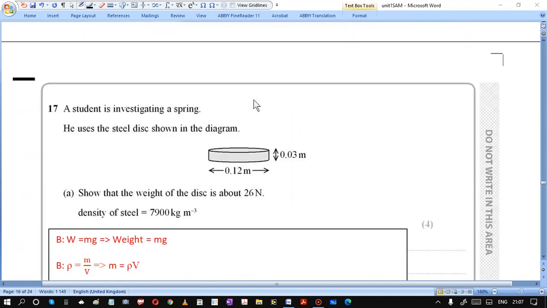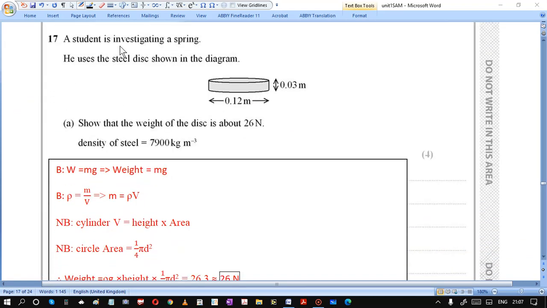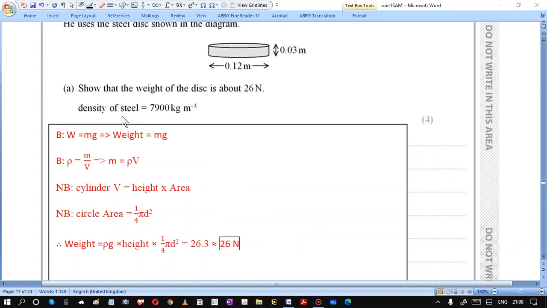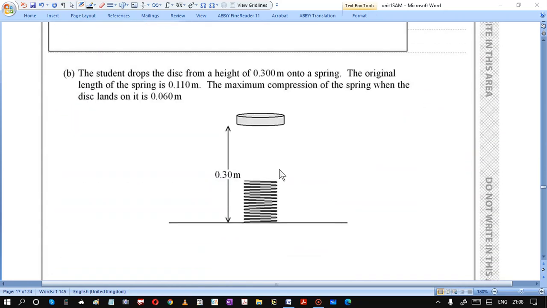Okay, right. A student is investigating a spring. He uses the steel disc shown in the diagram. So we have here a cylinder. It shows that the weight of the disc is about 26 newtons, density of steel. So weight equals mass times g. Rho equals m over V, so mass equals density times V, cylinder height times area, circle area 1/4 pi d squared. So taking all this into account, weight will be given by this expression, and it is about 26 newtons.